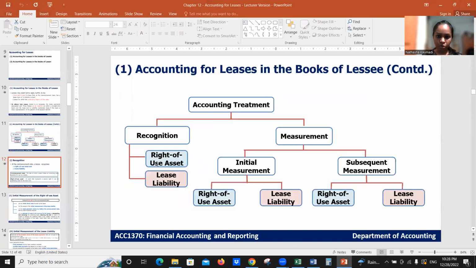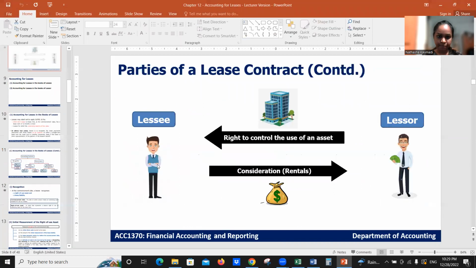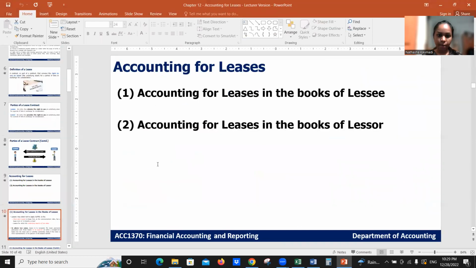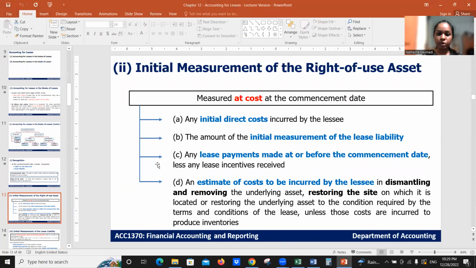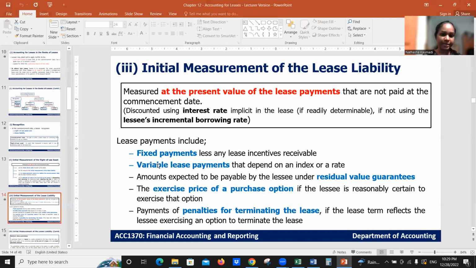Now, if I can go to your slides, yes, and show you what are the things you need to consider when it comes to the lease liability. I'm pretty sure you have discussed these things. So if you can remember, go to this slide number 14.